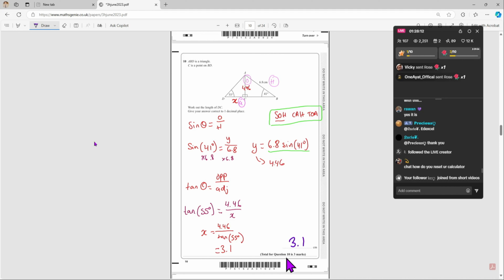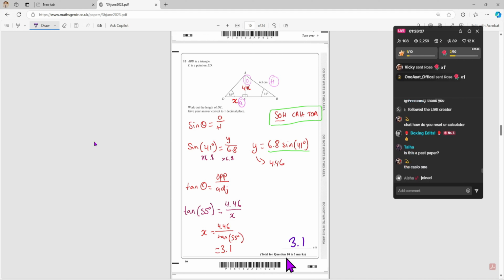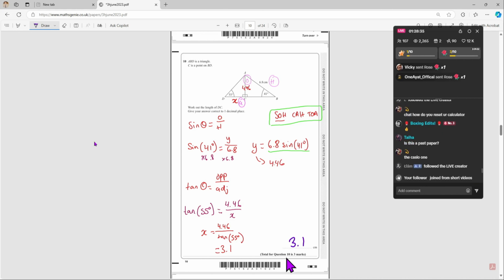How do you reset your calculator? So it depends on what calculator you have. It's normally shift and then a number. For my calculator, it's shift 9, I think, for my specific calculator.